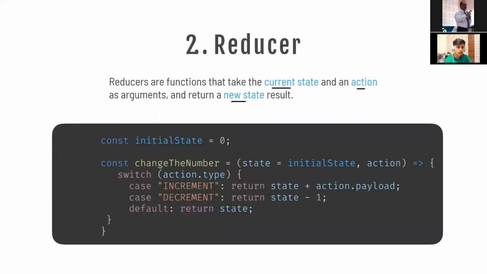What is a reducer? Reducers are functions that take the current state and the action, which we define in the action, as arguments and return the new state as the result. We can define a reducer like this: const changeNumber equals a function reducer that takes two arguments. The first is state and the second is action. Then we create a switch statement, and based on the action we call or dispatch, it will do something. If the action is increment, it will return the state with the payload. If the action is decrement, it will return the state with minus 1. And it will also return the default state.